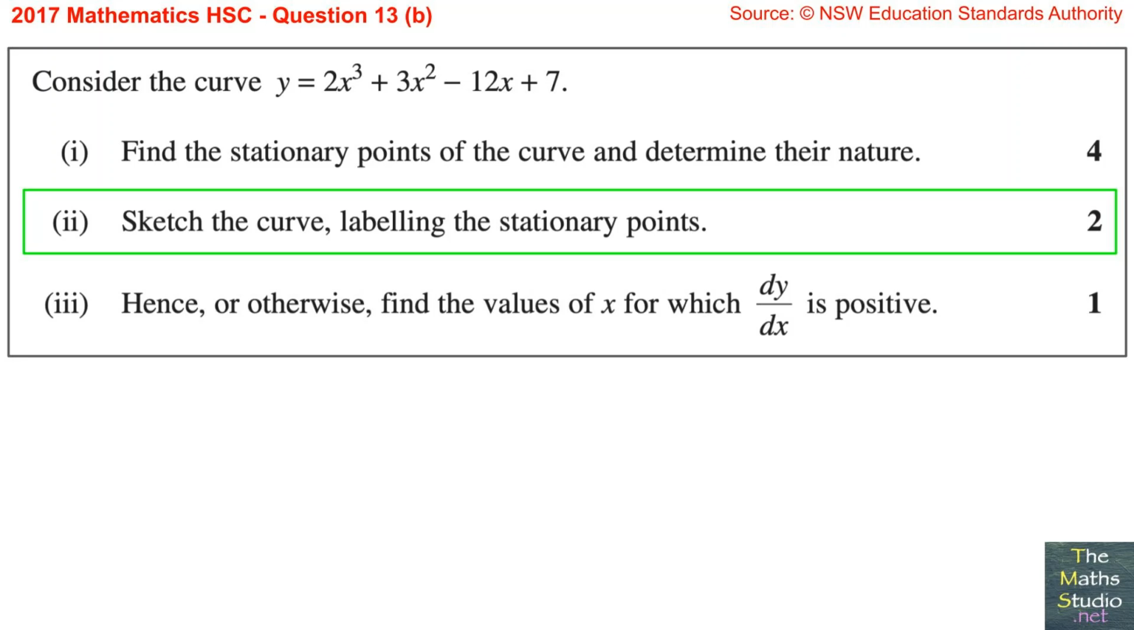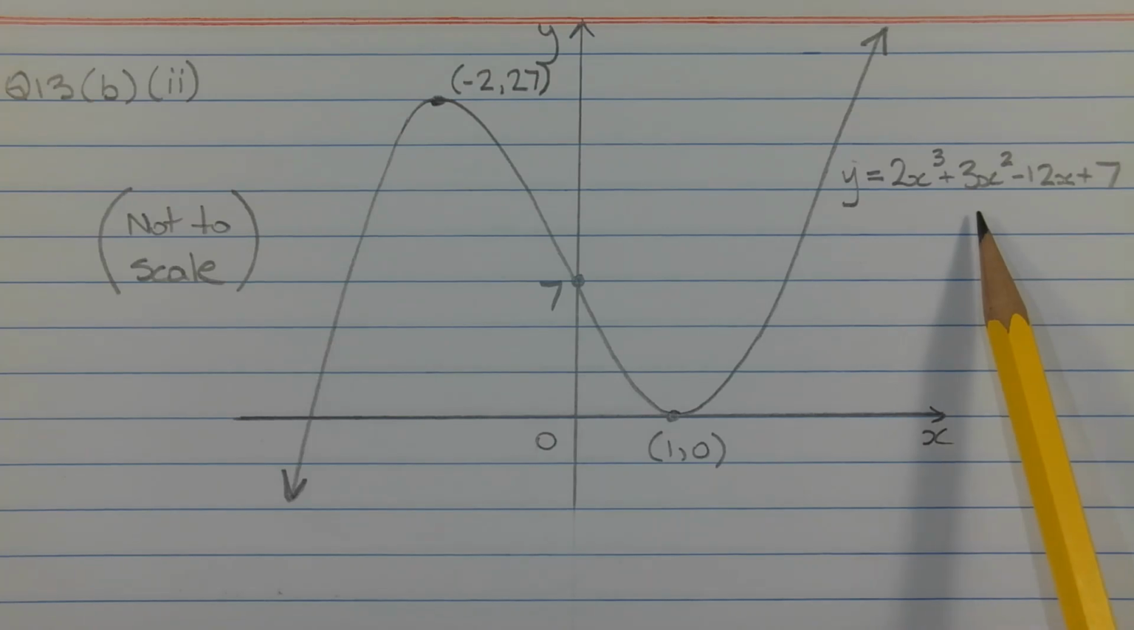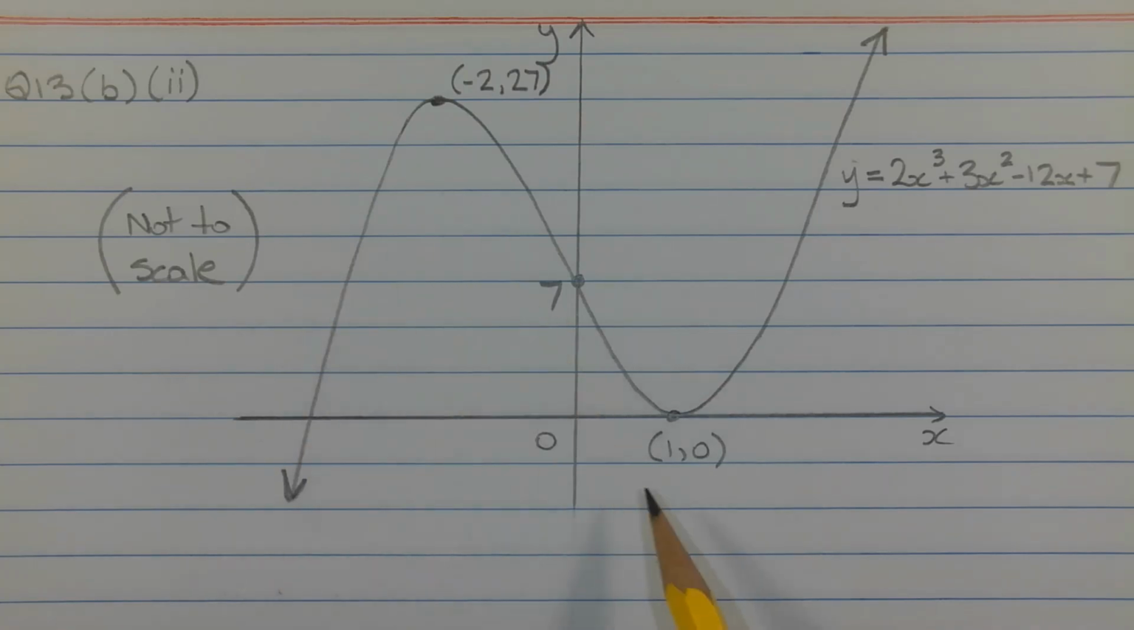Part 2. Sketch the curve, labeling the stationary points. Here is a sketch of the curve y equals 2x cubed plus 3x squared minus 12x plus 7. Now the question's worth 2 marks, so it's 1 mark for the correct shape and another mark to correctly label the stationary points as instructed.